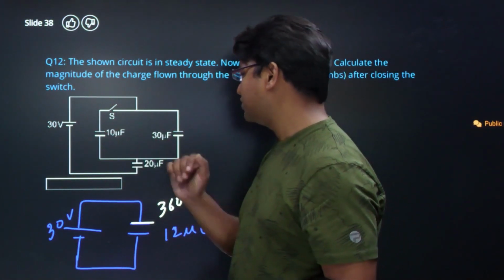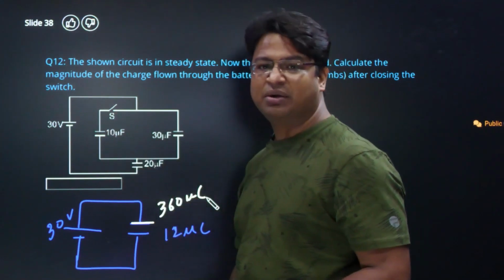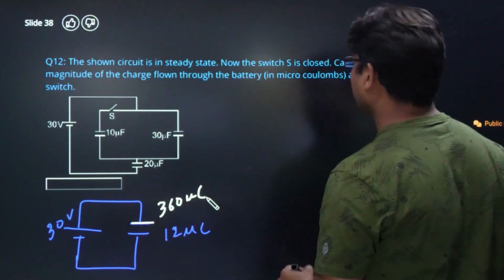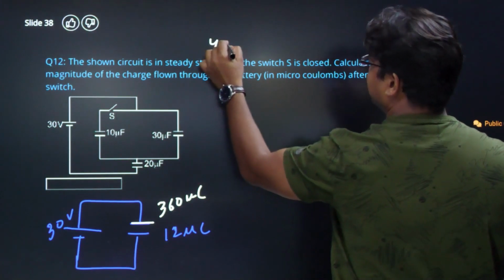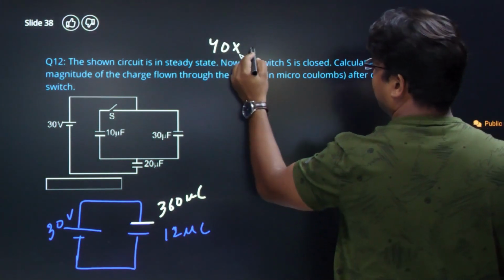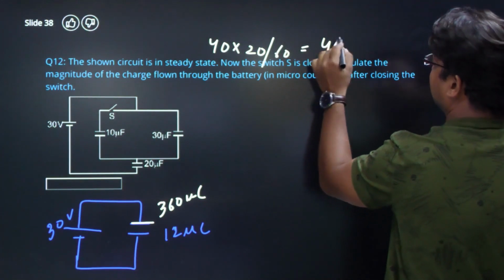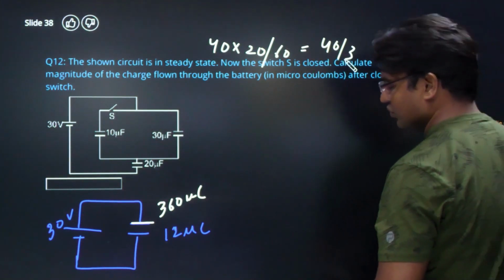Now once this switch is closed, this 30 and 10 come in parallel, so the equivalent becomes 40, and 40 and 20 are in series. So now the equivalent becomes what? It becomes 40 into 20 divided by 60, so that's 40 by 3. Okay, so 40 by 3 microfarad.